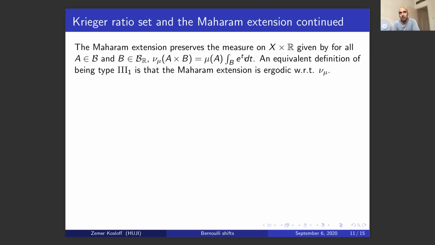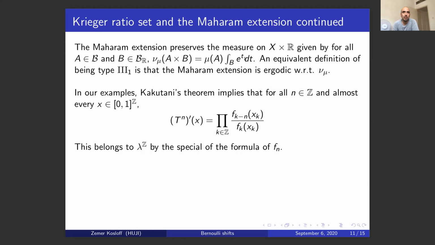Okay, so now we want to use an analog of this for type III lambda, and then you should see the first thing that comes in this special formula for the Radon-Nikodym derivative. It's when one looks at the derivative of the shift, so Kakutani's theorem gives us a formula, and the formula would tell us that the derivative of the n-th iteration of the shift is just taking the density shifted by n divided by the density at point k, and evaluated at the relevant coordinate xk.